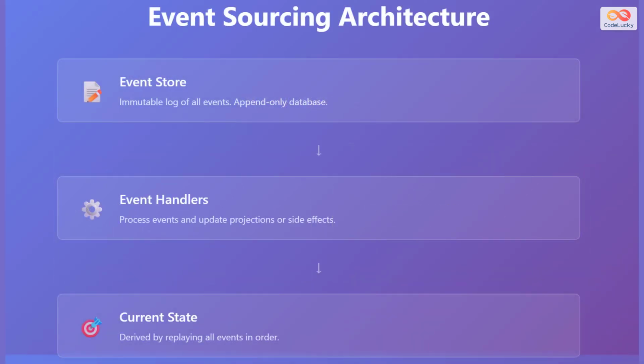Let's look at the architecture. At the bottom is the event store, an immutable append-only log of all events. This is the single source of truth. Above that are event handlers that process events and update projections or trigger side effects. Finally, the current state is derived by replaying all events in order. This separation of concerns makes the system clean and maintainable.